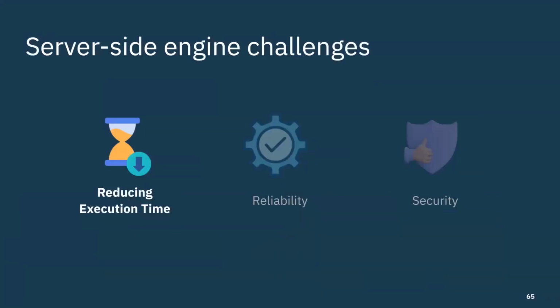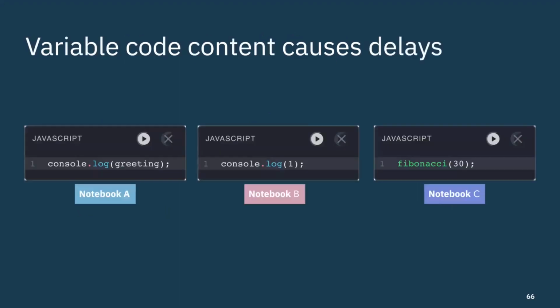We had a few challenges with server-side execution: reducing code cell execution wait time, improving system reliability, and implementing security measures. We'll start with how we reduced code execution wait time. The unpredictability of user code leads to some problematic scenarios. In this example, our server receives run cell requests from 3 different notebooks. One of them is a recursive Fibonacci function call, while the others are 2 logging statements.